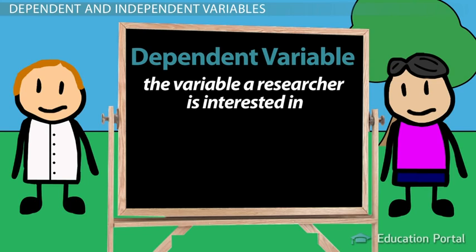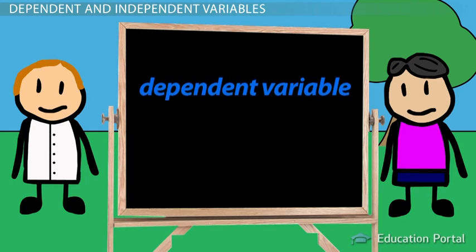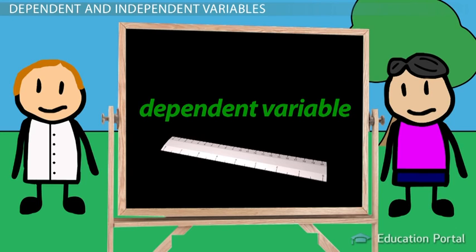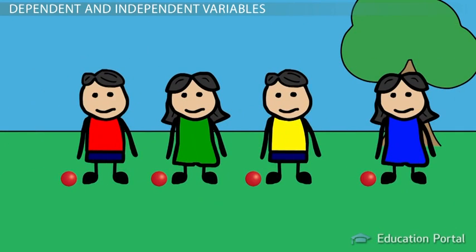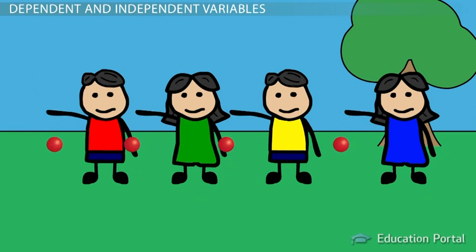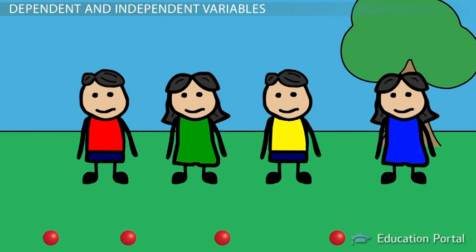The dependent variable is the variable a researcher is interested in. The changes to the dependent variable is what the researcher is trying to measure with all their fancy techniques. In our example, your dependent variable is the person's ability to throw a ball. We're trying to measure the change in ball throwing as influenced by hunger.